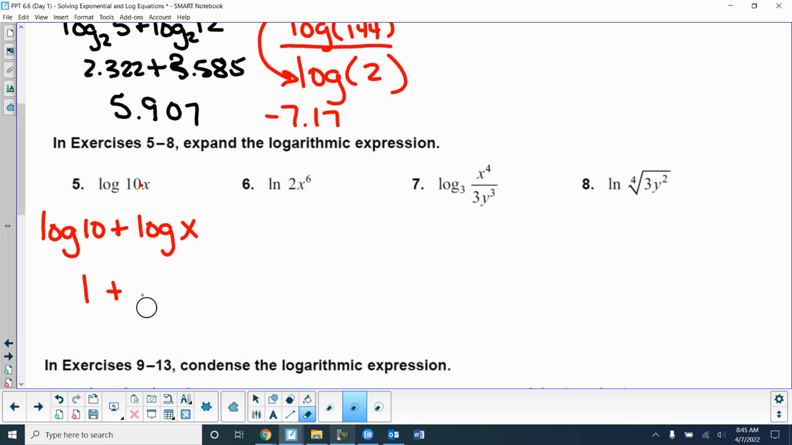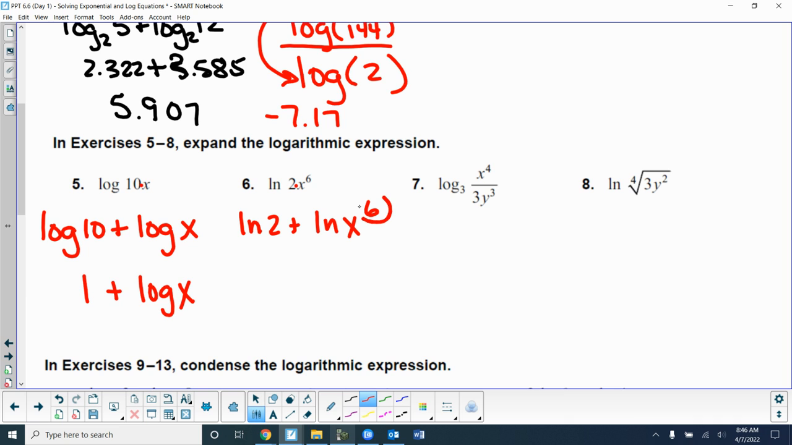Forgot my log over here. All right, natural log, this is multiplication here. So this is natural log of 2 plus natural log of x to the 6th. What did we say we had to do when we're expanding? What's the rule? Put it in front of the natural log or the log. Right, so this is natural log of 2 plus 6 times natural log of x.